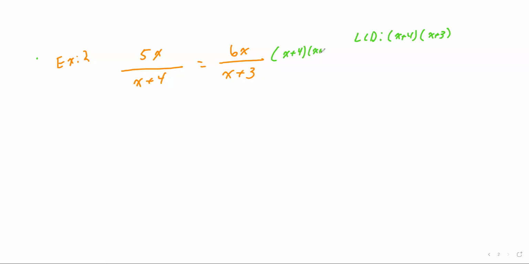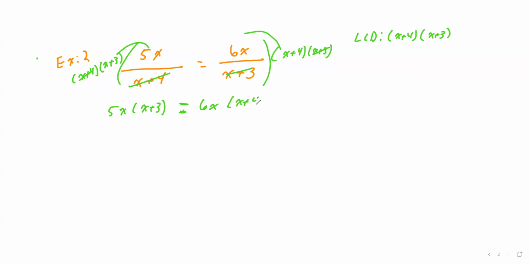Again, I do realize that you could just simply cross multiply, but you're going to need to understand what's going on here so that when we end up with 3 fractions, you're multiplying by said denominators. All right, and when you do that, the x plus 4 will cancel. So I really have 5x times x plus 3. X plus 3 will cancel here. And I really have 6x times x plus 4 here.